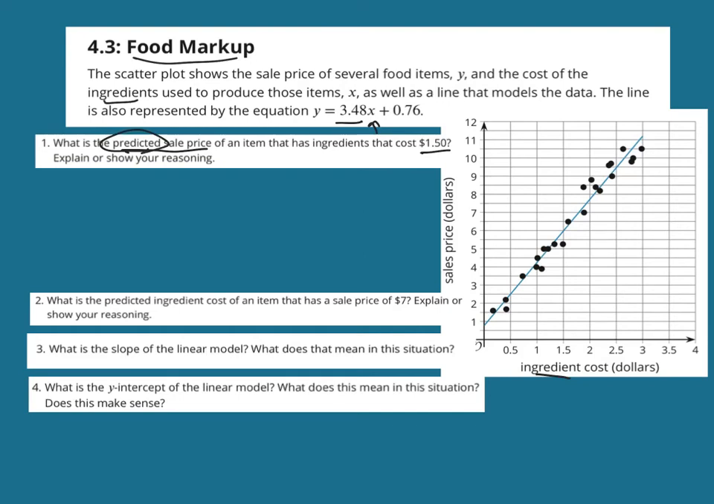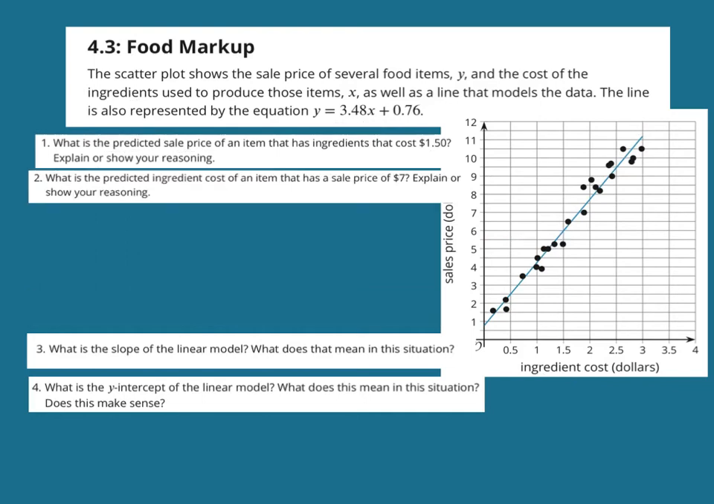When you hear the word predicted, that means we're going to go to the blue line. So let's use a blue pen to signify that. We'll follow the $1.50 up to the blue line, and then we'll come over, and it looks like that's about $6. Okay, next. What is the predicted ingredient cost of an item with a sale price of 7? We'll start off at 7, follow it over to the line, follow that down, and I would say that's probably around $1.75. Okay, next.